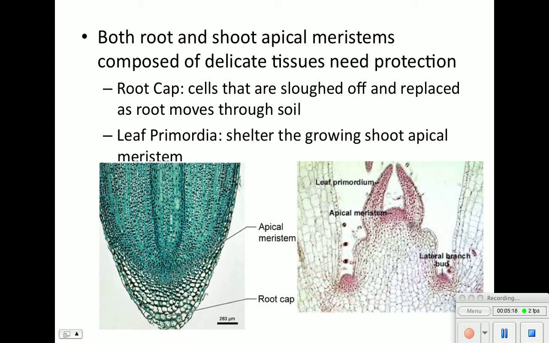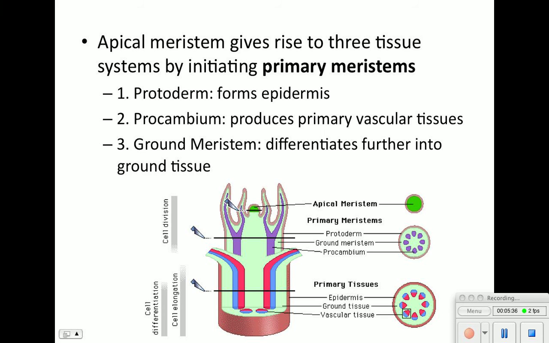The root cap, I should also say, as the root is penetrating through the soil, these cells get sloughed off, scraped off through abrasion. Sometimes these cells do secrete mucus, so they can kind of worm their way through the soil. Nice. But the apical meristem gives rise to those three tissue systems.